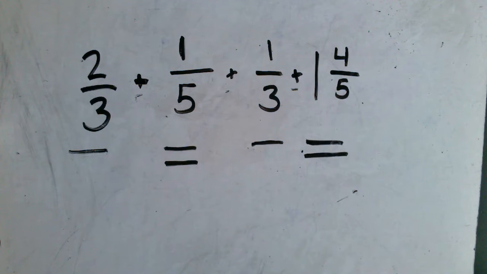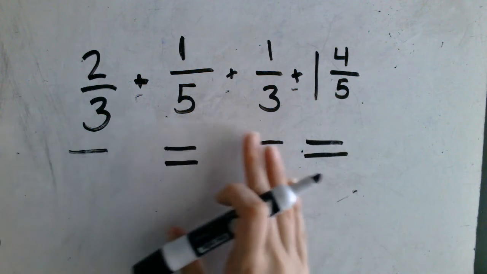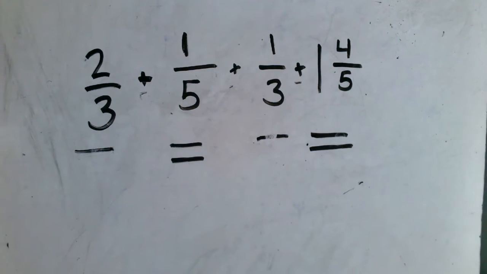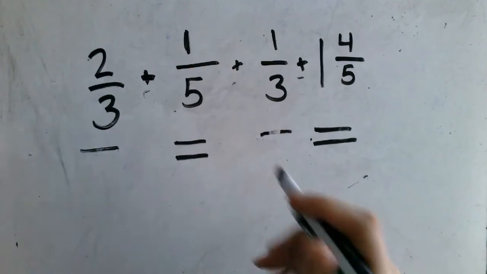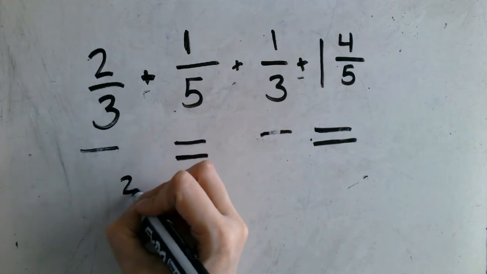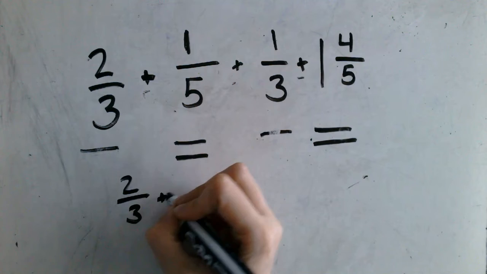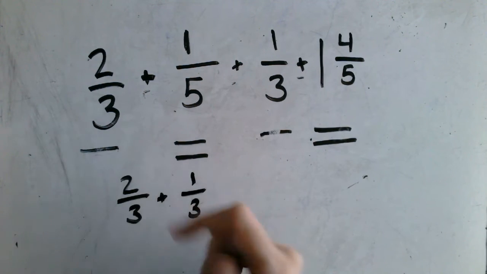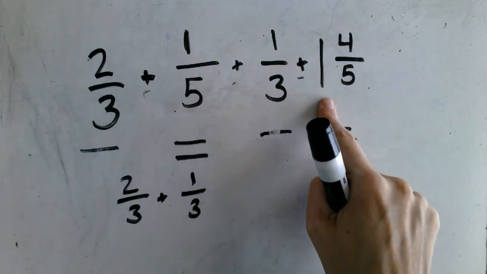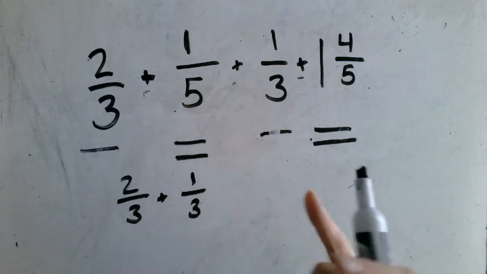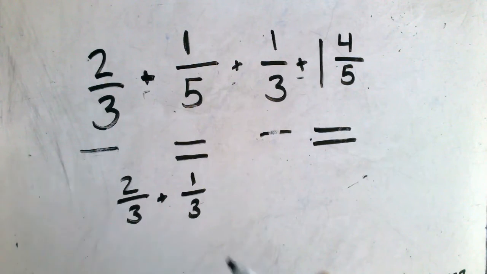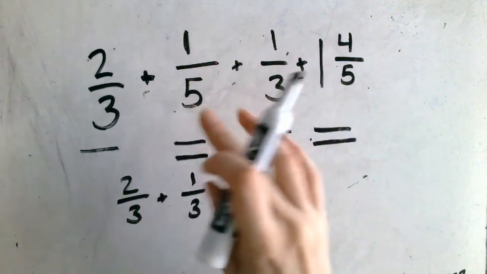Now that we've identified those like terms, I'm going to pull those out into smaller addition problems. I'm going to bring down our 2/3 plus our 1/3. Remember, because we're doing addition, we can do it in any order we want to. So it's okay for us to flip some of these around. I've pulled out two of our like terms.